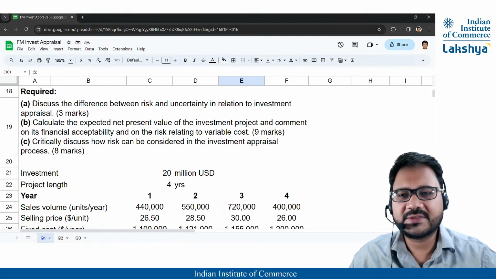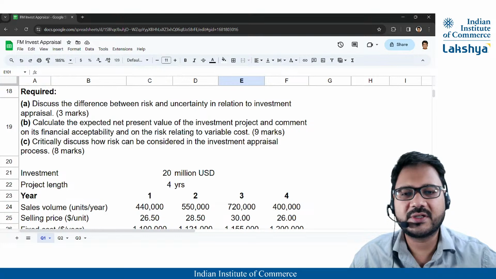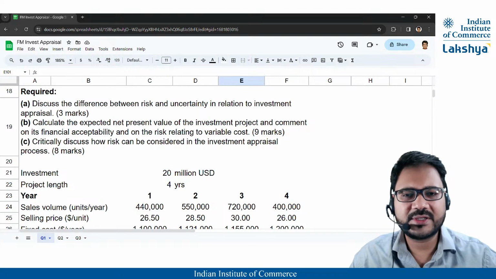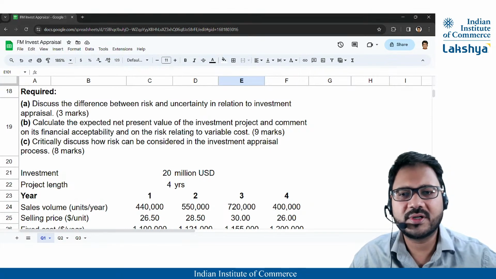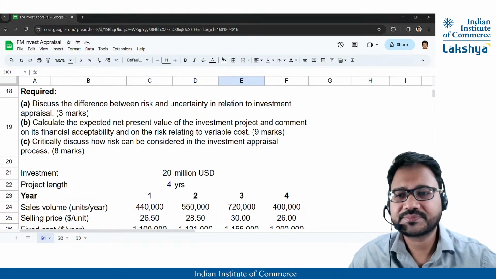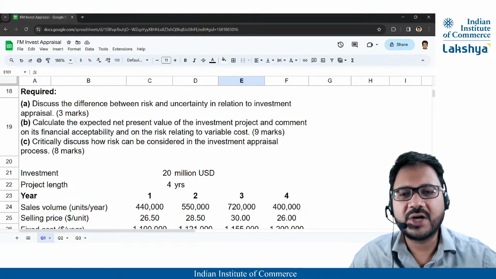Calculate the expected net present value of the investment project and comment on its financial acceptability and on the risk evaluate relating to the variable cost. So we have to calculate NPV and something else also, comment on the financial acceptability and something relating to variable cost. We have to discuss certain risk relating to it. We'll find out as we read more about the question. It's for 9 marks.